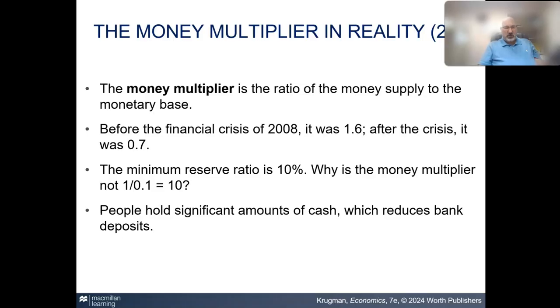So why is the money multiplier not 1 over 0.1, or 10? Because people hold cash. There's a lot of us that walk around with almost no cash, but then there are some people that hold a significant amount of cash.